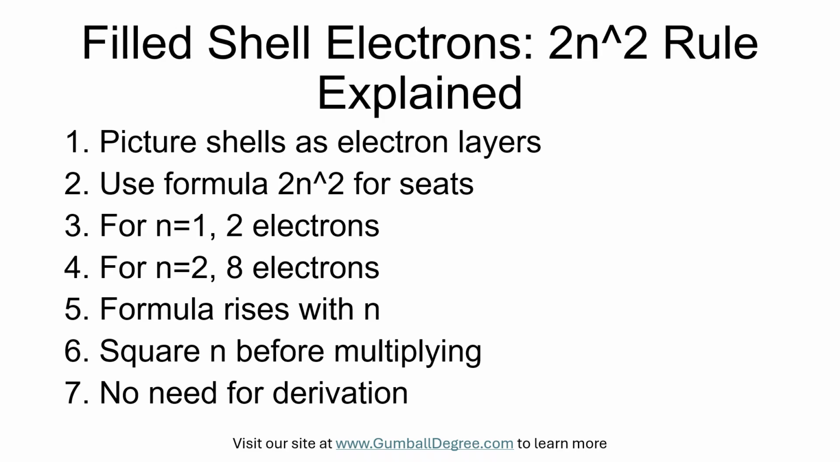The formula comes from counting all the different ways electrons can have energy levels and directions inside that shell, and it always increases as n gets bigger, because each shell has more possible spots. You do not need to memorize complicated derivations to use the rule. Just remember to square the principal quantum number and multiply by 2.